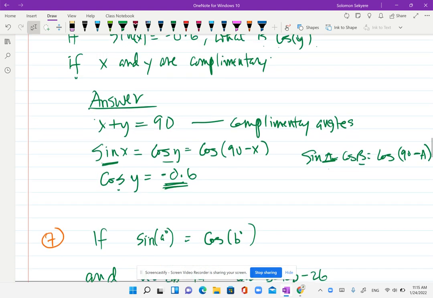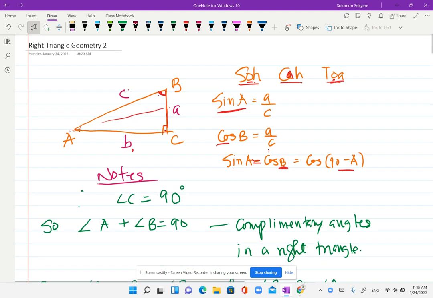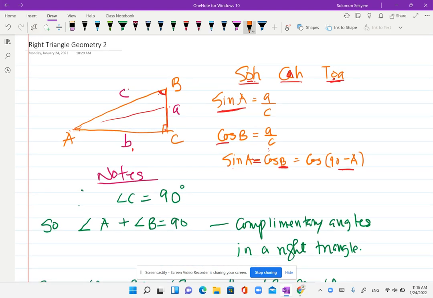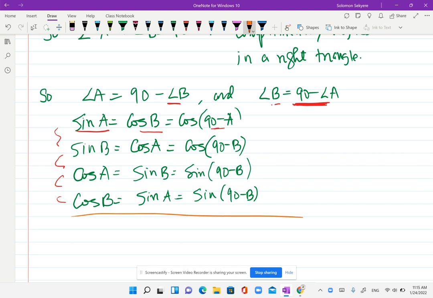So we have a right angle triangle, and you can make all these conclusions. Sine A, opposite over hypotenuse, is the same as cosine of B, so we've proven that. And then since they are complementary, A plus B equals 90. That means B is 90 minus A. And then all these are true.